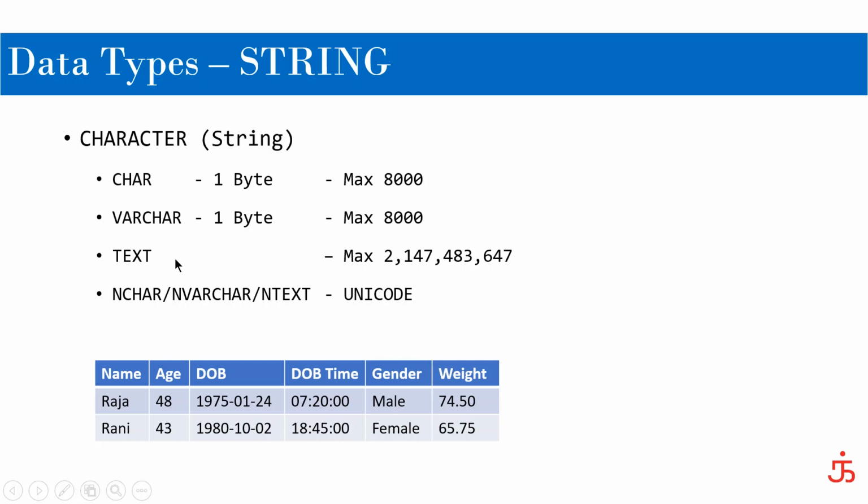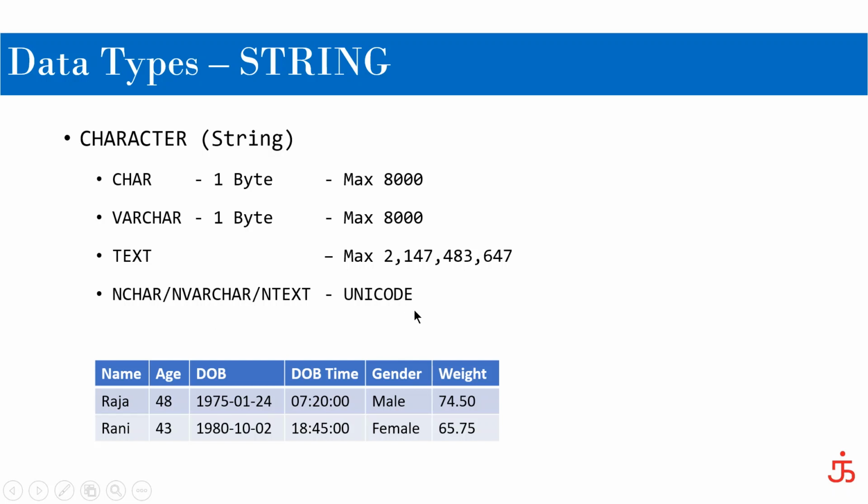And in SQL, there are nchar, nvarchar, and ntext. These data types are the same, but the only difference is that they can store Unicode. For example, if you want to store Indian regional languages like Hindi, Telugu, Tamil, Kannada, Malayalam, you can go for nchar or nvarchar, so that it stores the data in Unicode format.